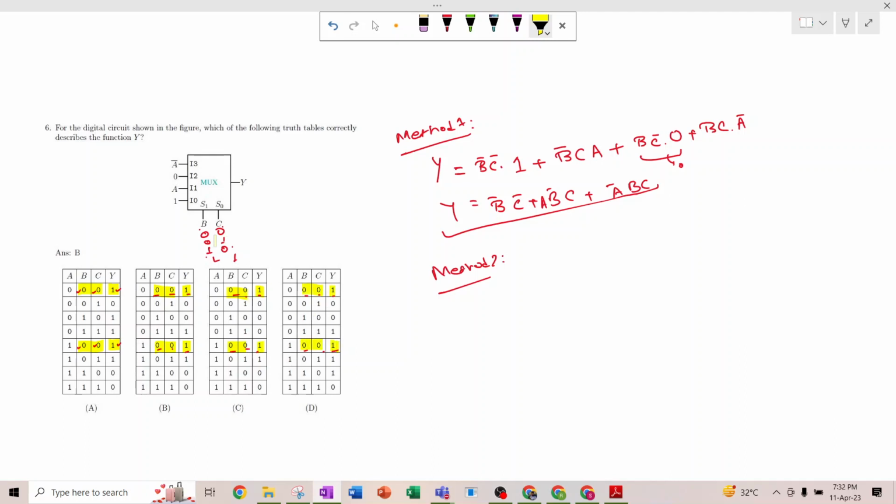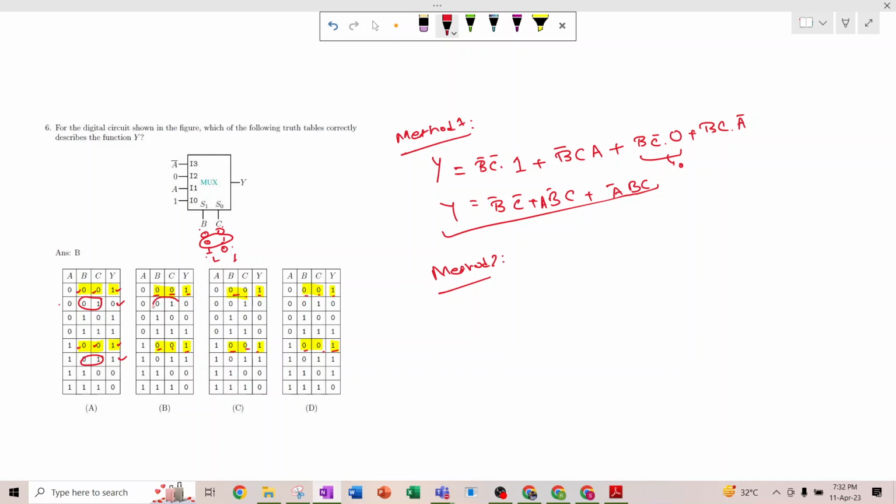Okay. So the next thing we'll see: suppose S1 S0 is 0 1, then whatever is the input, that will be the output. Whatever is A, that will be the output. So this is 0 1, and this is 0 1. So whatever is the input A, that is the output. Till now this is right.